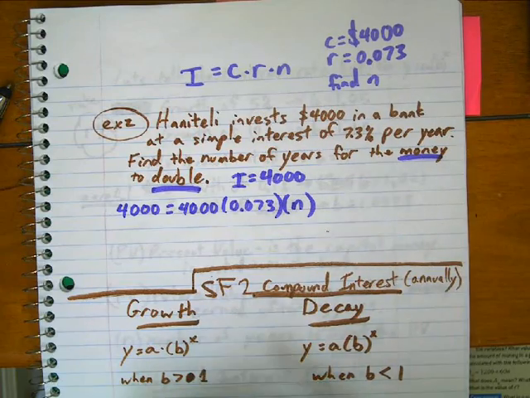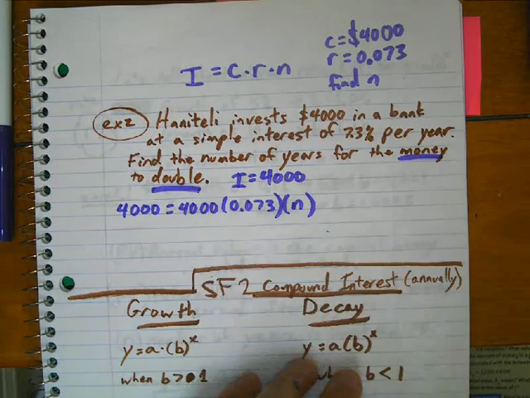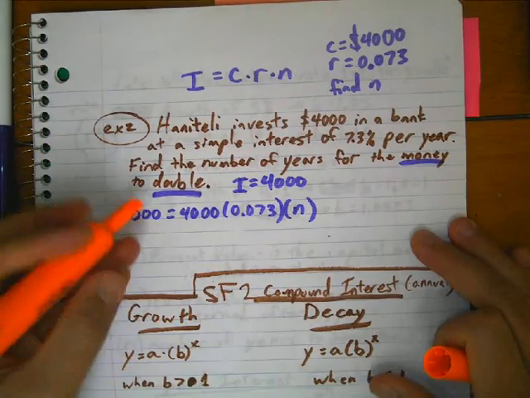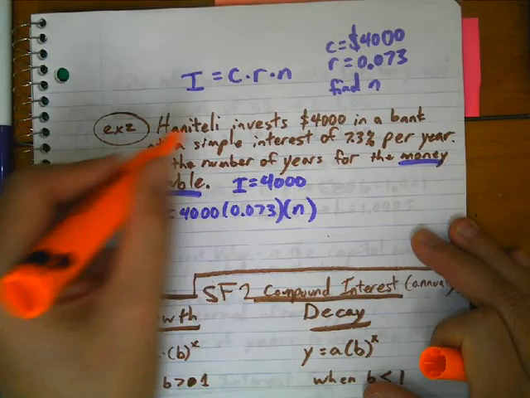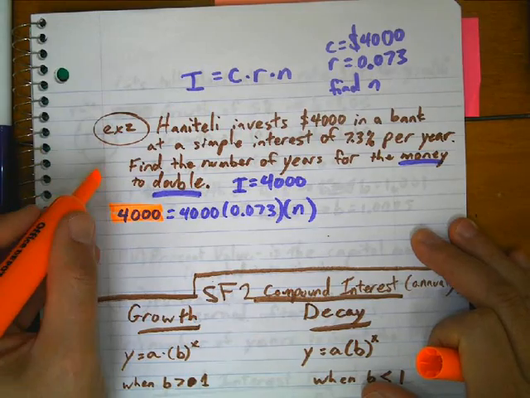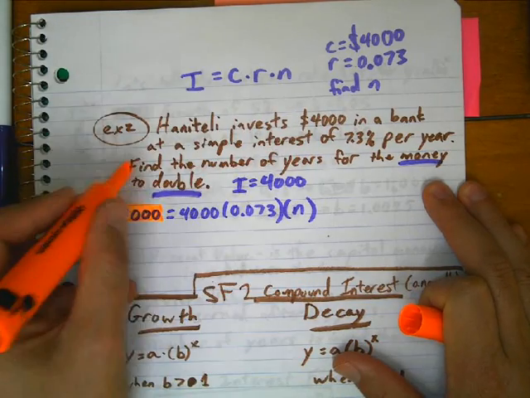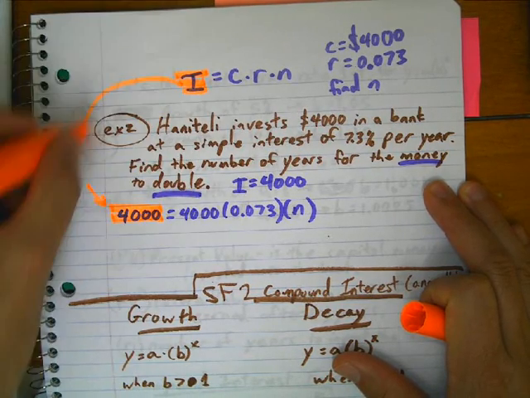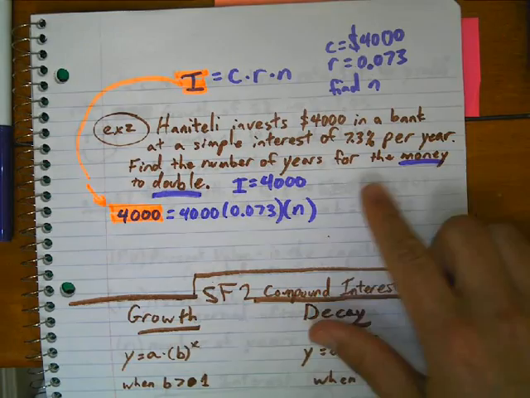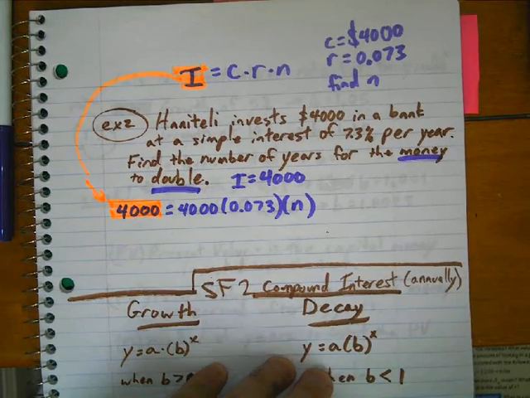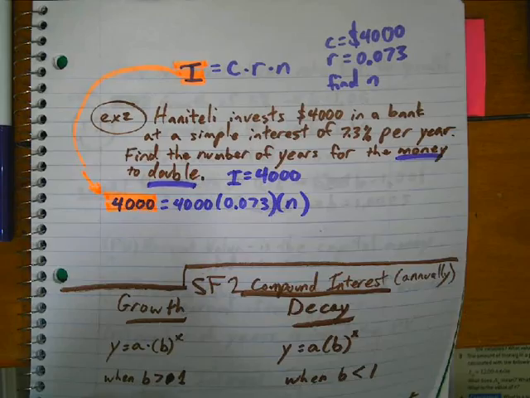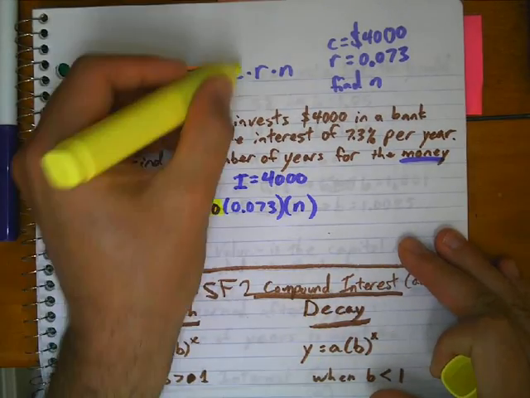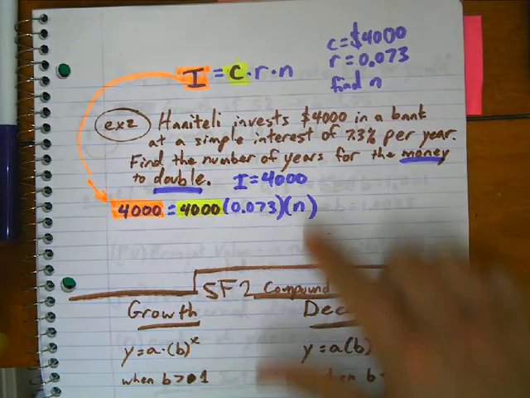And once again, this value right here is the interest, and let's use the same color as the other one. This value here is our capital, and then we've got the rate and the number of years.